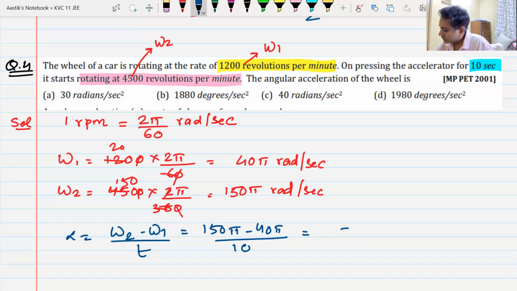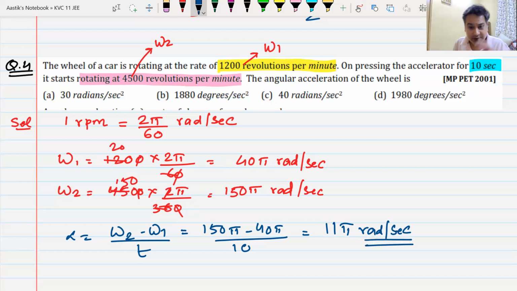110, it becomes 11 pi. Yes, sir. Now 11 pi radians per second. Now again, there is a small conversion that you will have to make. And this question was given to you only for this conversion, so that you are able to make that conversion. What is that conversion?